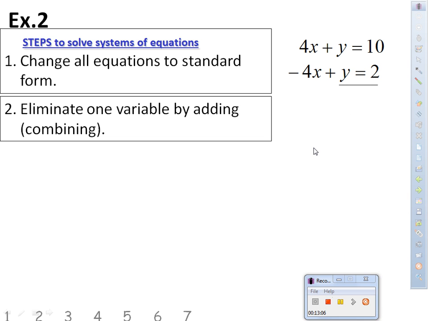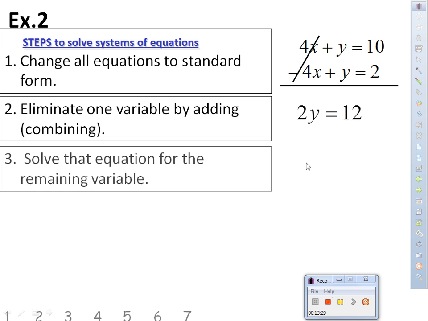So let's see. Step 2, eliminate one of the variables. Which variable cancels? X. 4x minus 4x, those become 0. Y plus y, that's 2y, and that is 12. Are we there so far? From there, can we solve that? Yes. Step 3, solve that equation for the remaining variable. So we divide by 2, y equals 6. If you notice, it's easier than the other one, right? Yeah.